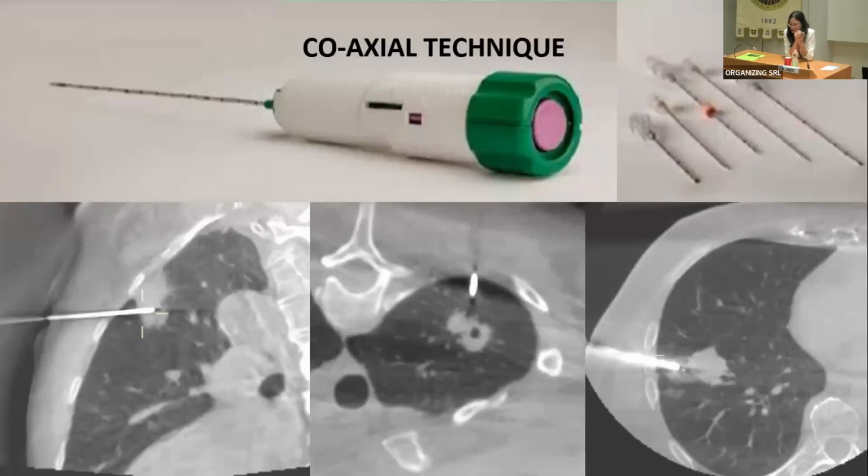So in literature, there's an unanimous consensus about the superiority of the coaxial technique, which is based on the use of introducing needles, which are shorter than our core biopsy needles. The first introducing needle is positioned to cross the pleura just once, and it allows us to avoid multiple repositioning of the core biopsy needle, so reducing the risk of pneumothorax.